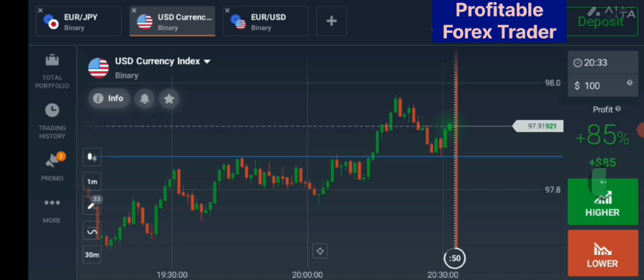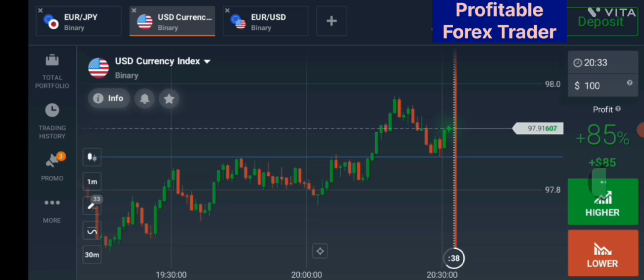Once you have met your rules, stop trading for the day. Don't be greedy. Greed is one of the reasons why people lose money trading. Since I've won 2 trades, I've lost 1, then I think I'm going to call it a day. I'm profitable today.